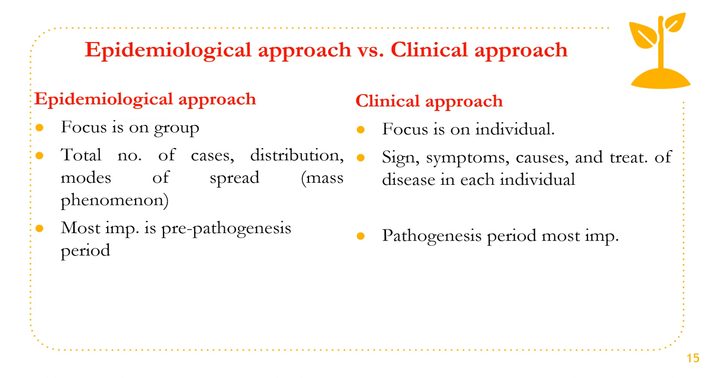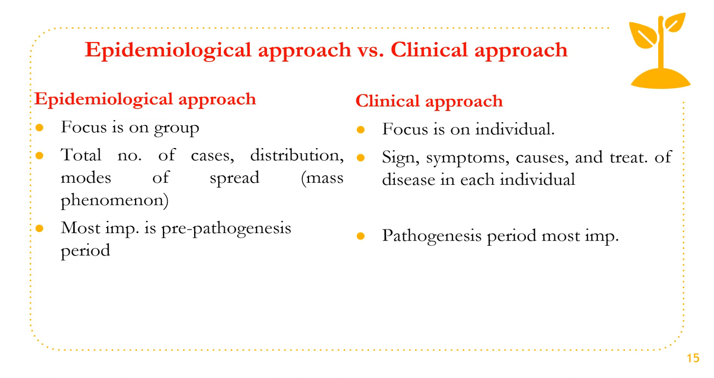In the epidemiological approach, the most important is the pre-pathogenesis period. For example, with COVID-19, the pre-pathogenesis period is about 5 days, then the fever will start, then the respiratory attacks, and so on. But if you want to prevent the disease, you have to know the pre-pathogenesis. Most of the time you can prevent the hazardous effects of a disease in the pre-pathogenesis stage. If you treat them with medication, most probably we can achieve a good prognosis in the pre-pathogenesis period.